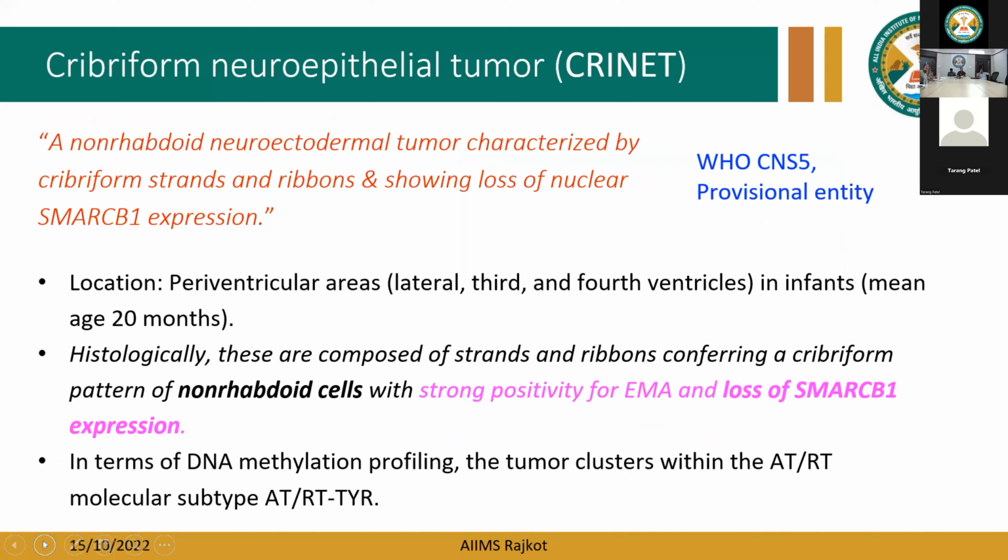Now we come to the provisional entity of cribriform neuroepithelial tumor. Here there will be cribriform strands and ribbons. There will be loss of SMARCB1 expression, usually seen in the periventricular areas. There will be strands and ribbons of basically non-rhabdoid type of cells. There will be strong positivity for EMA and loss of SMARCB1 expression.